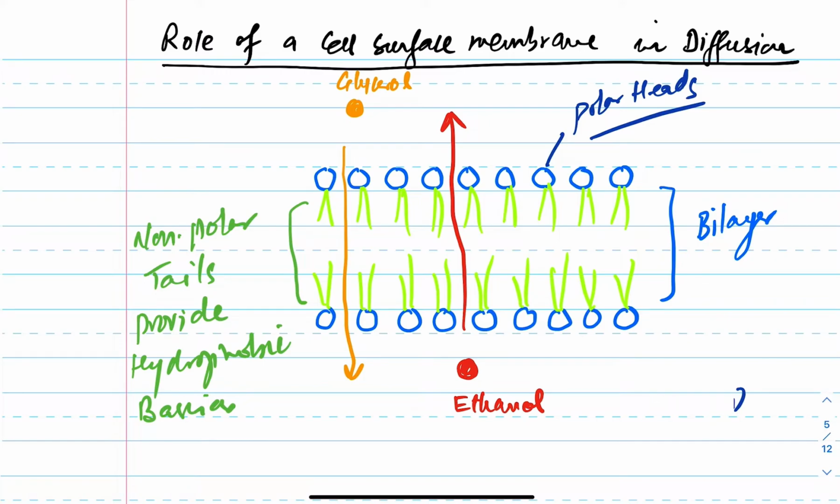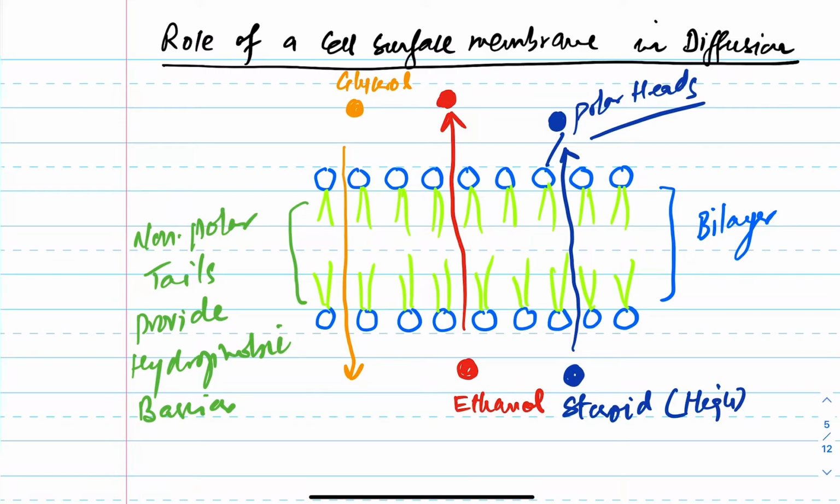So if this is a steroid hormone, it can also move out of the cell down the concentration gradient from high concentration to low concentration. If this is high in concentration here and this is low in concentration here, it can move out through the spaces in between the phospholipid molecules. Similarly, an ethanol molecule can also move out from high concentration to low concentration.